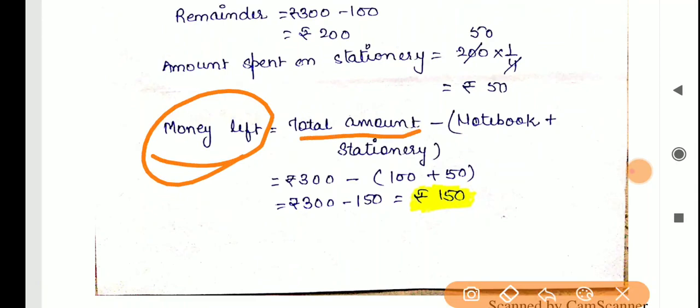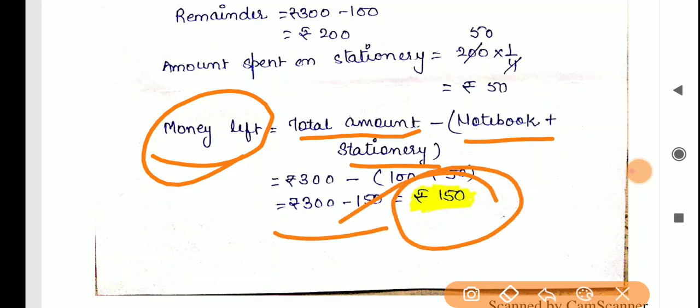So from the total amount we will subtract the amount of notebook plus the amount of stationery. So 300 minus 100 plus 50. 100 was the amount of notebook and 50 was of stationery. So 300 minus 150 will be 150 rupees. She has got rupees 150 with her after spending on notebook and stationery.